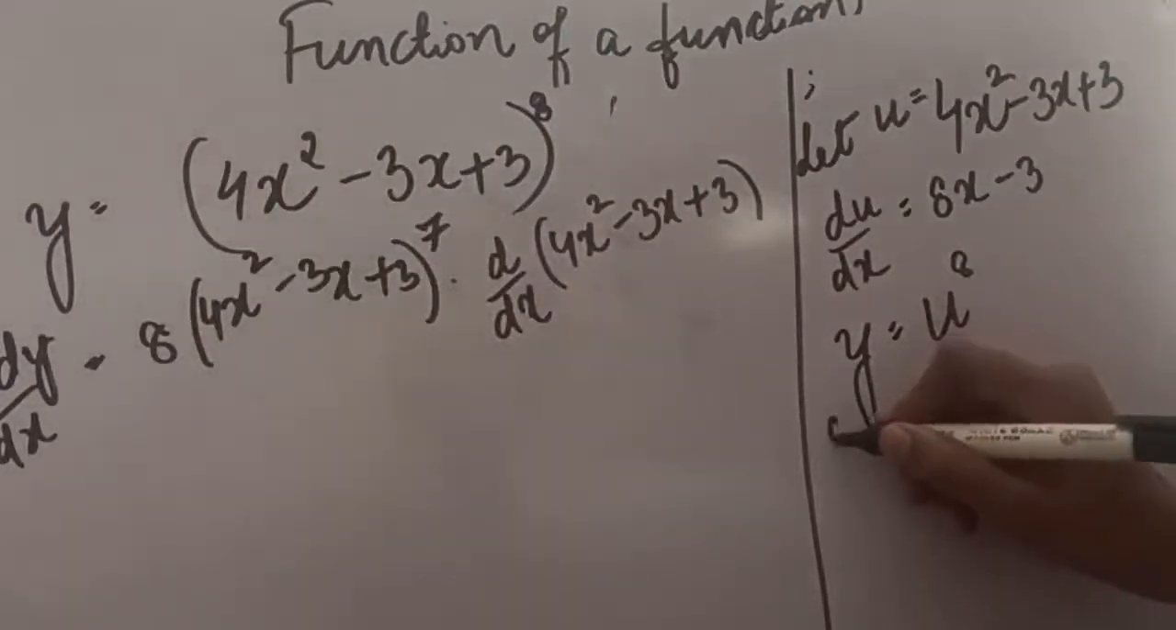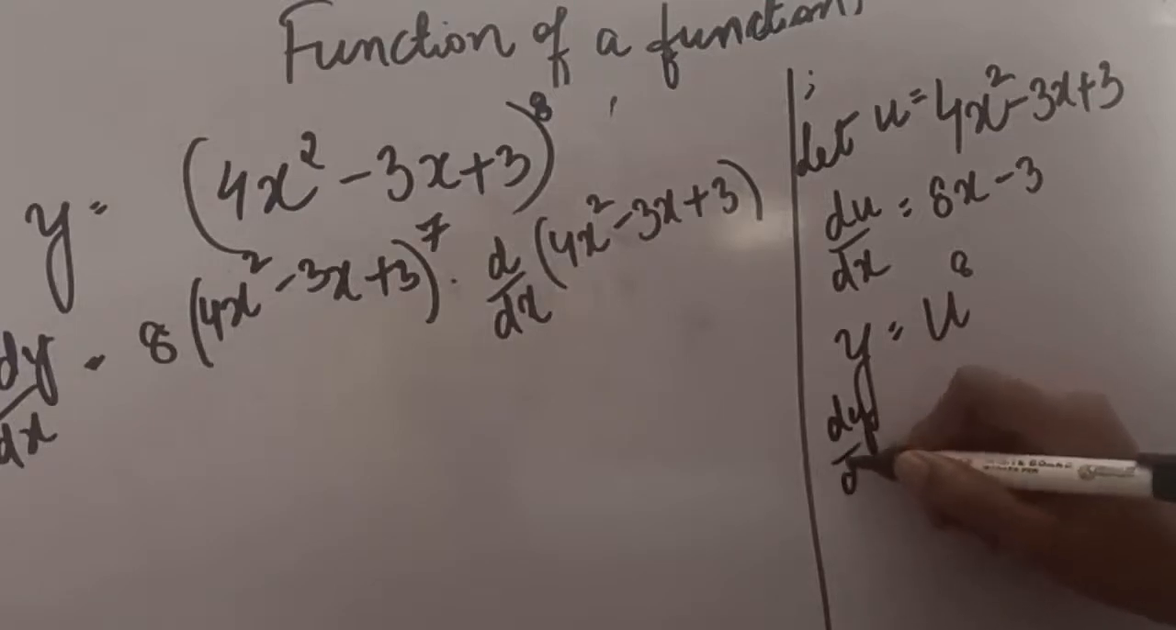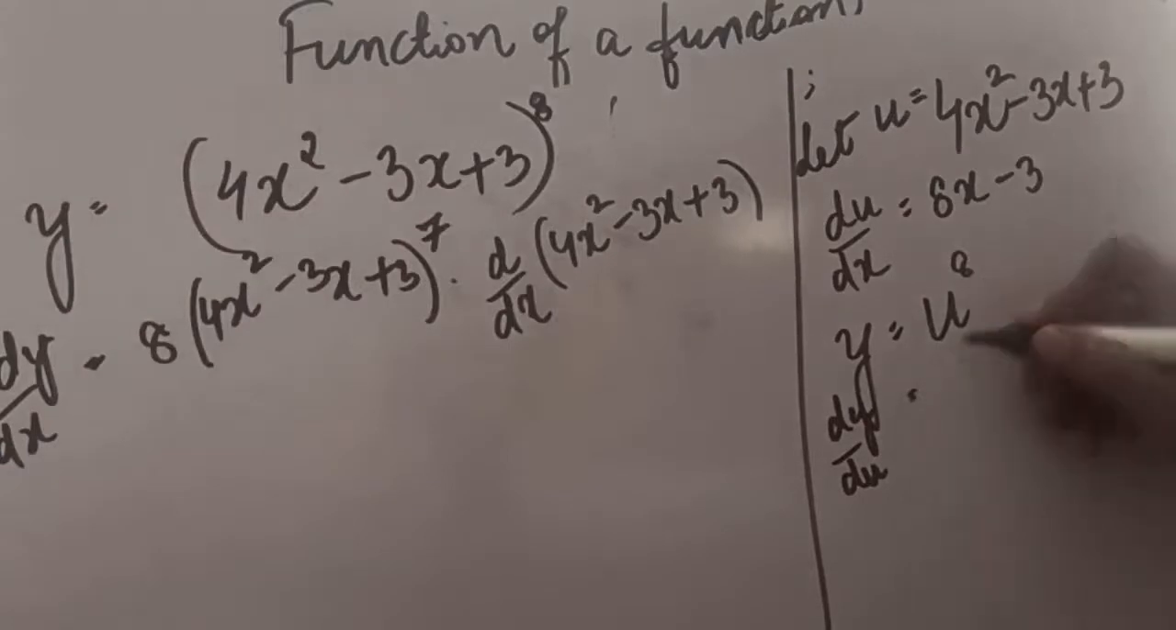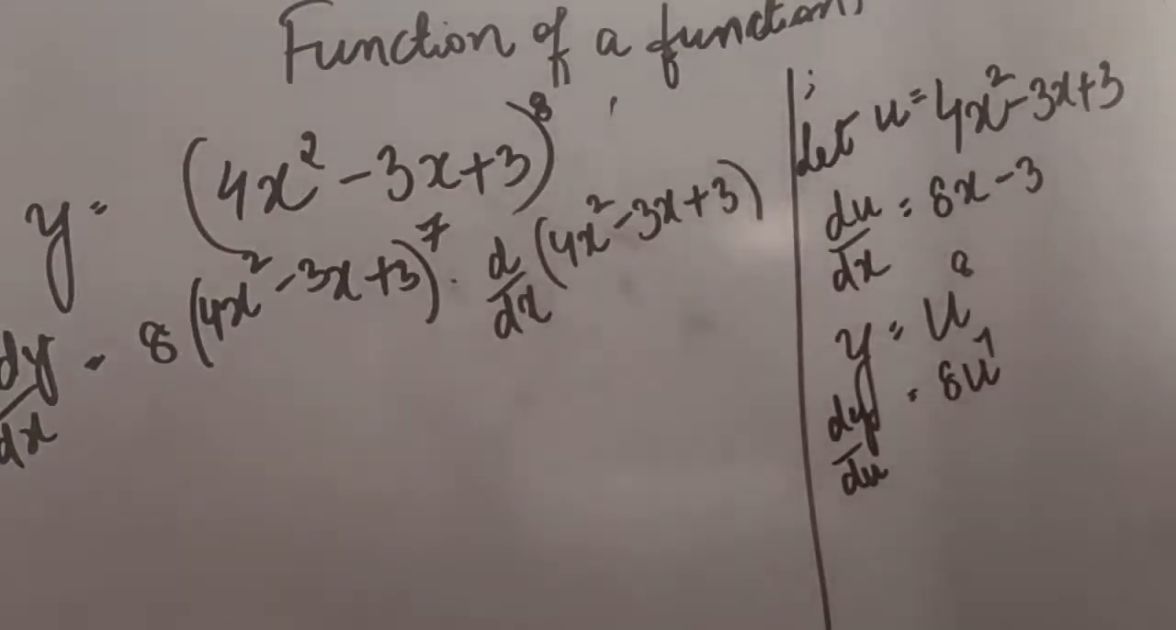So if we have to take the derivative here, it will be dy upon du, because y is on the left hand side and with respect to u we are taking the derivative. So this power will come forward, u, and the power will be 7. So finally now we will apply the chain rule.